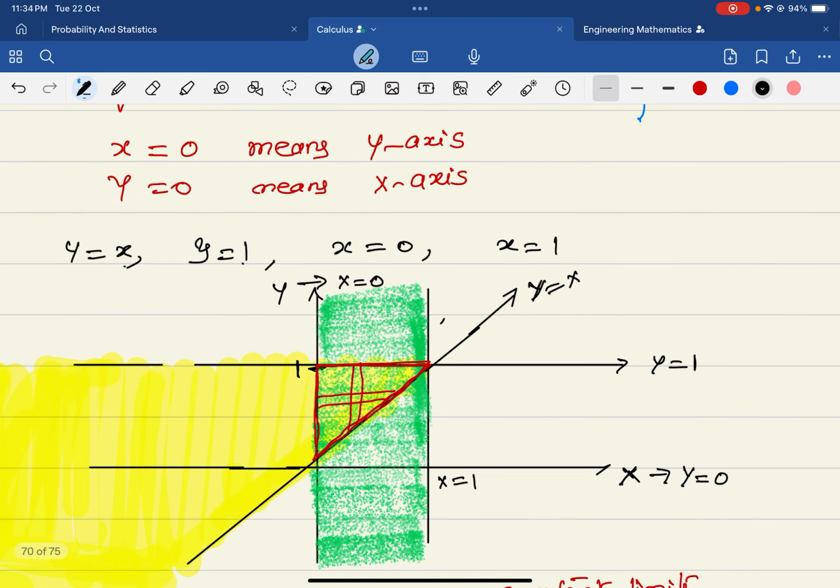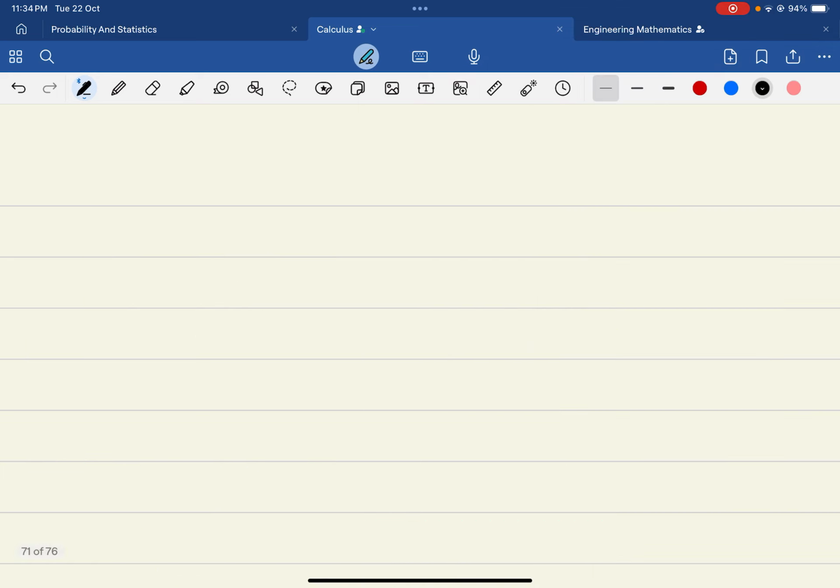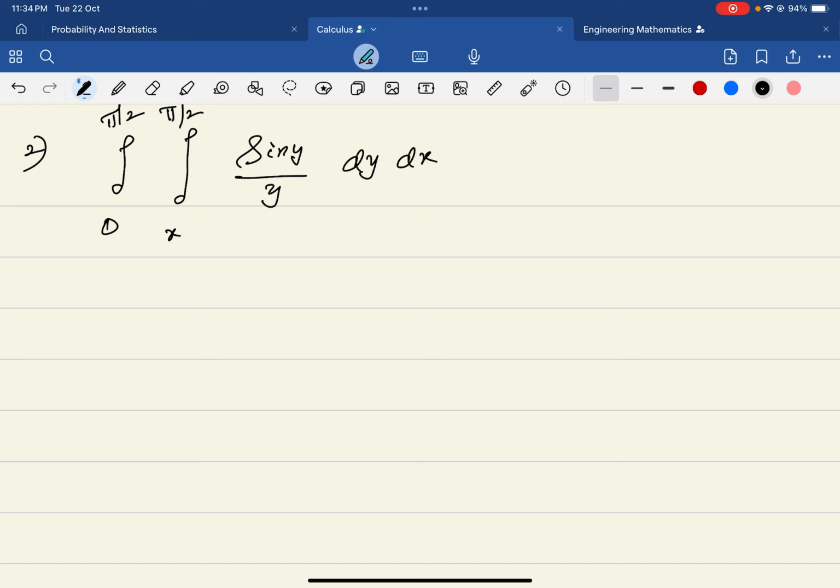I hope you are able to understand how to change the variable. Okay, I'll just do one more problem to help you understand. Let us take this problem now. Let us have the second problem as integral 0 to pi by 2, integral x to pi by 2, sin y by y dy dx. This is the problem.